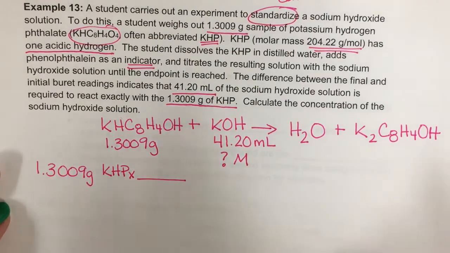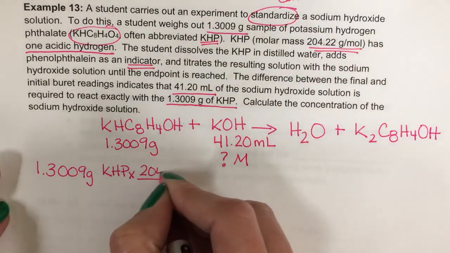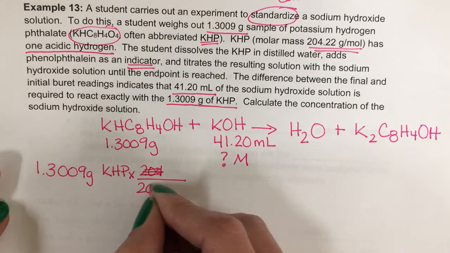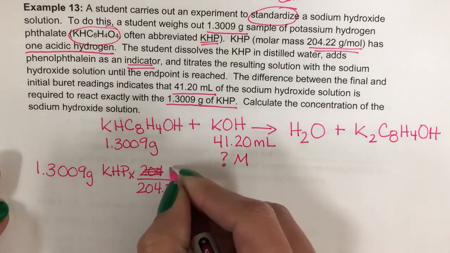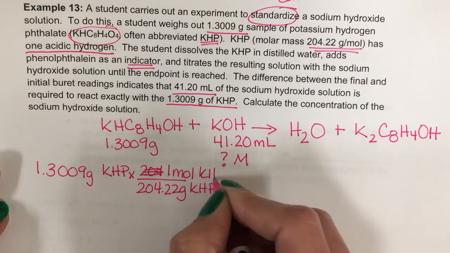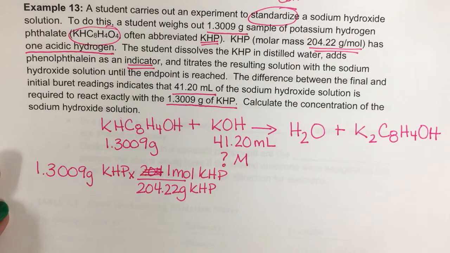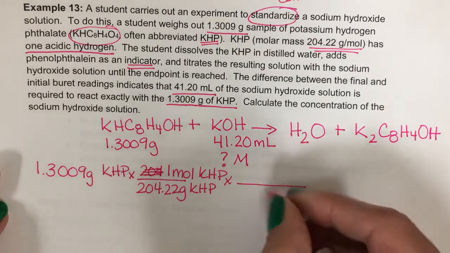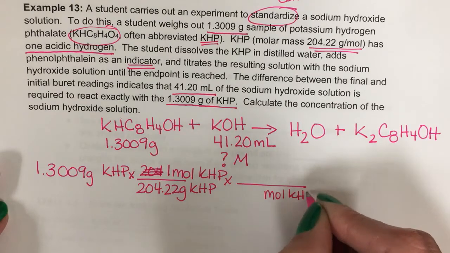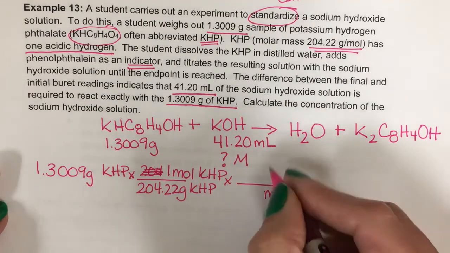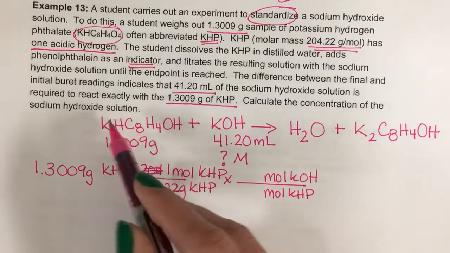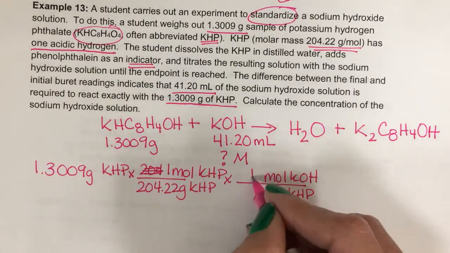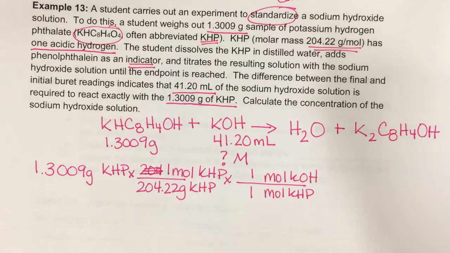I know, because the problem tells me, that I've got 204.22 grams of KHP for every 1 mole of KHP. Well, I don't want to know about moles of KHP. I need to make that go away. I want to find out about KOH. I know when I change from one element or compound to another, I look at the equation, 1-to-1. And that will tell me how many moles of KOH I have.